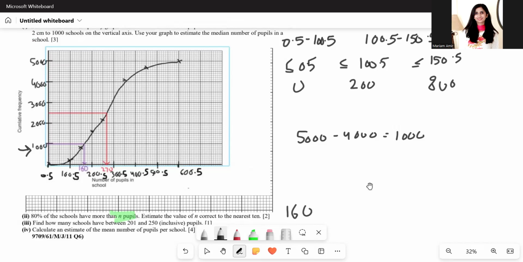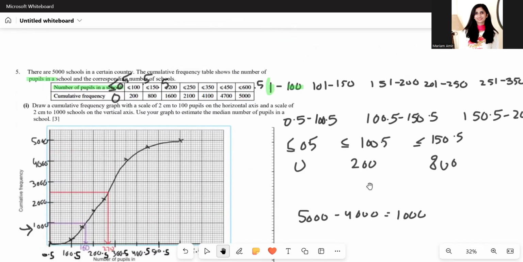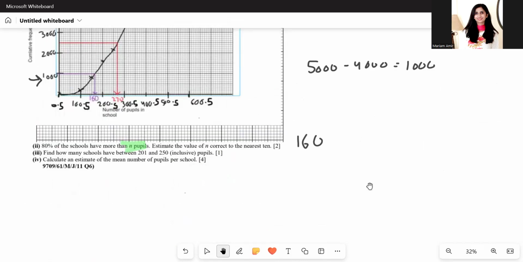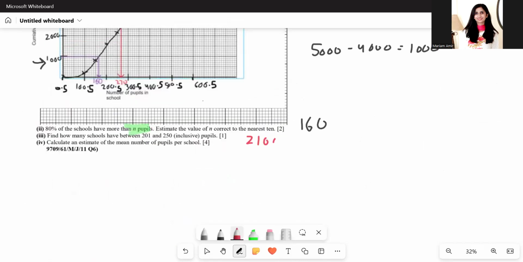Part 3 is find how many schools have between 201 to 250 pupils. Okay, for that we just need to look at the table. 201 to 250 will be between these, and we will need to subtract 2100 and 1600 to get the number of schools which have pupils between these two values, 250 to 200. So subtract 2100 and 1600, which gives us 500. Okay.